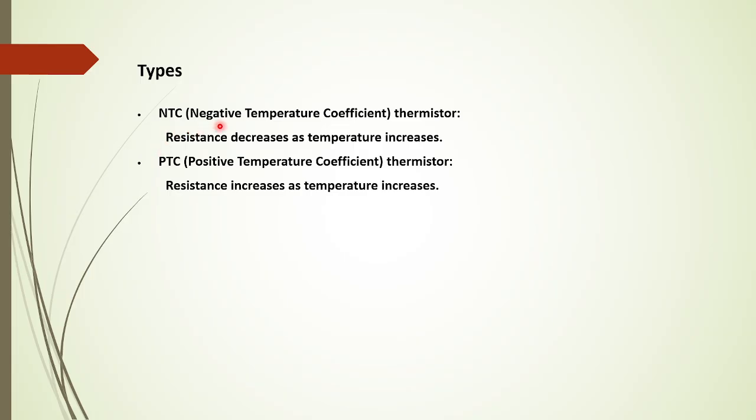The first one is the negative temperature coefficient thermistor, and the second one is the positive temperature coefficient thermistor. In the negative temperature coefficient thermistor, the resistance is inversely proportional to temperature. Whenever the resistance decreases, the temperature will increase. This is a negative temperature coefficient thermistor. And for the positive temperature coefficient thermistor, the resistance is directly proportional to temperature. Whenever the resistance increases, the temperature also increases in a positive temperature coefficient thermistor. These are the common types of thermistors.